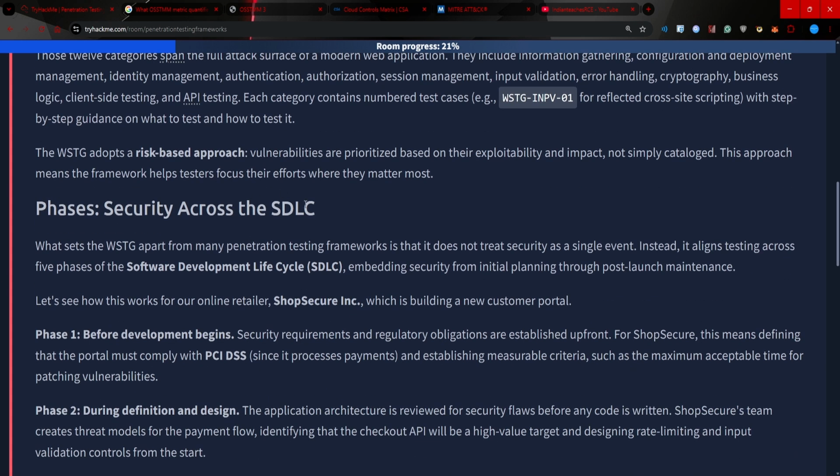Phases: security across the SDLC. What sets the WSTG apart from many penetration testing frameworks is that it does not treat security as a single event. Instead, it aligns testing across 5 phases of the software development lifecycle (SDLC), embedding security from initial planning through post-launch maintenance. Let's see how this works for our online retailer, ShopSecure Incorporated, which is building a new customer portal.